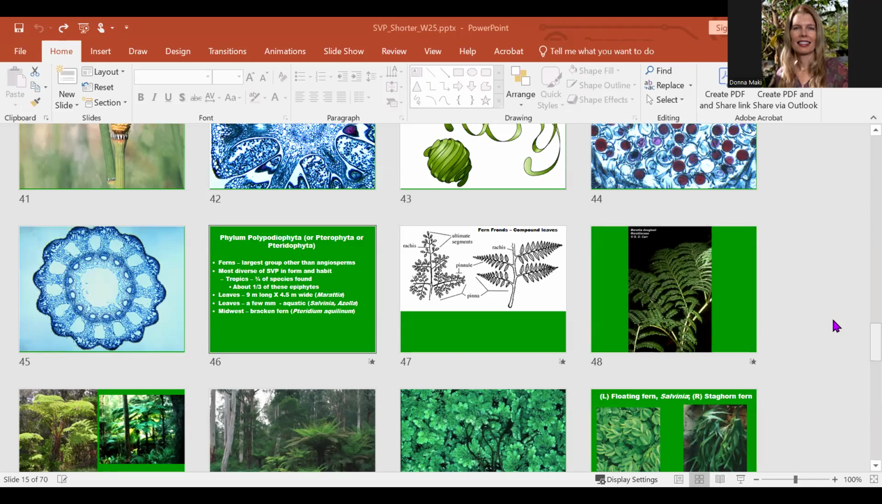Know the four phyla, and who belongs in each one.